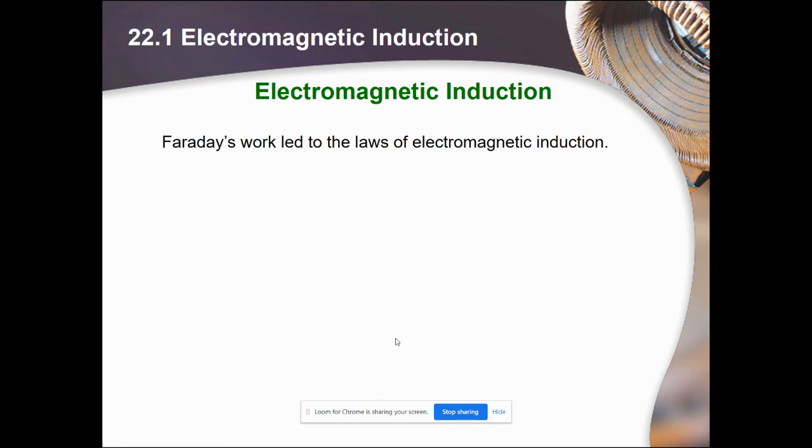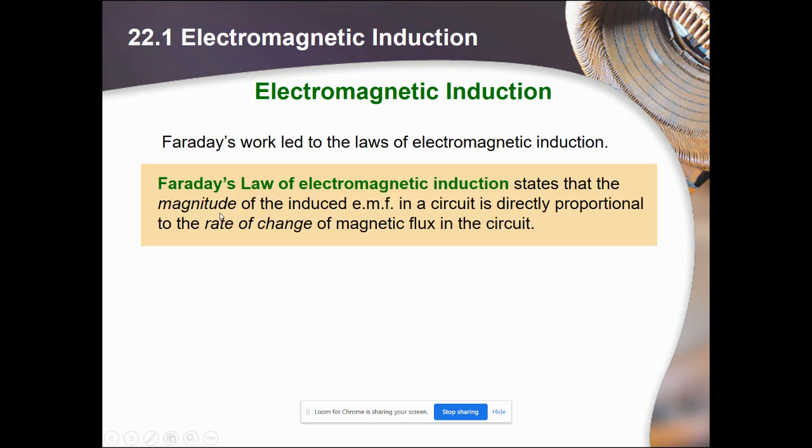And therefore this process of getting induced EMF and induced current from moving magnets is called electromagnetic induction. So we have the first law. Faraday's law of electromagnetic induction states that the magnitude of the induced EMF in a circuit is directly proportional to the rate of change of magnetic flux in the circuit. So there must be a change in the magnetic flux in the circuit to give you this induced EMF and therefore this induced current. And the magnitude depends on the rate of change.